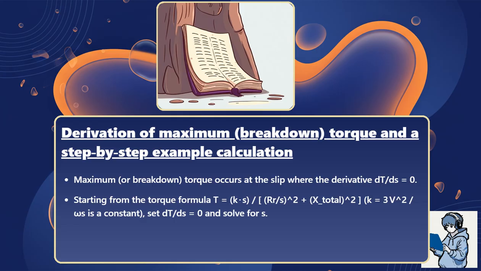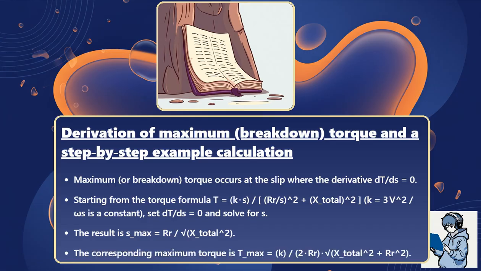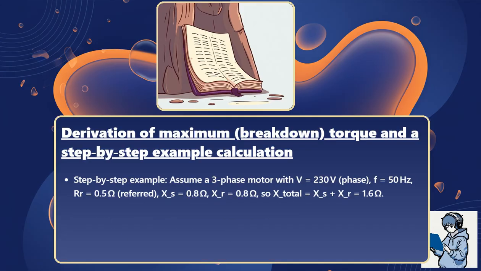Starting from the torque formula T equals K times (RR over S) divided by [(RR over S) squared plus X total squared], where K equals 3V squared over omega S and is a constant, set the derivative equal to 0 and solve for S. The result is S max equals RR divided by the square root of X total squared. The corresponding maximum torque is T max equals K divided by 2RR multiplied by the square root of X total squared plus RR squared.